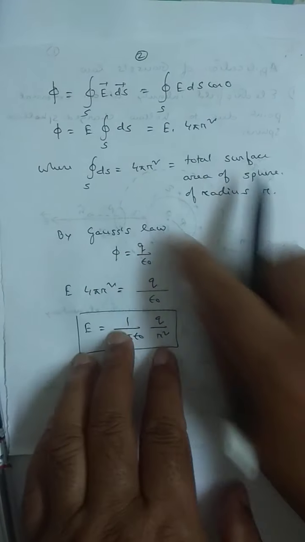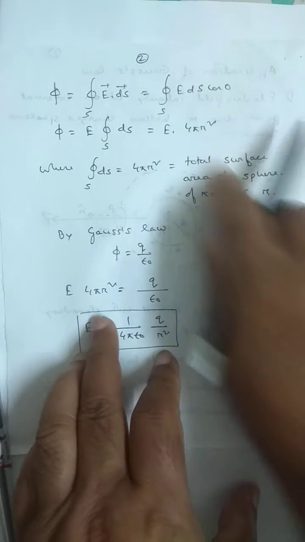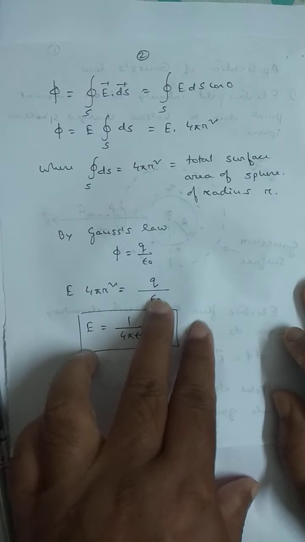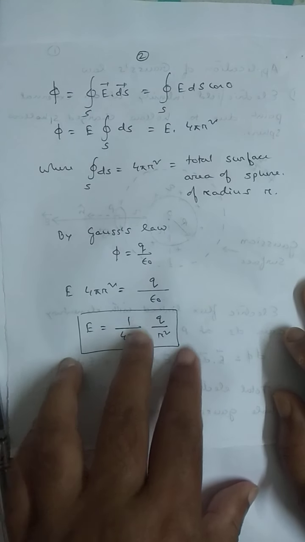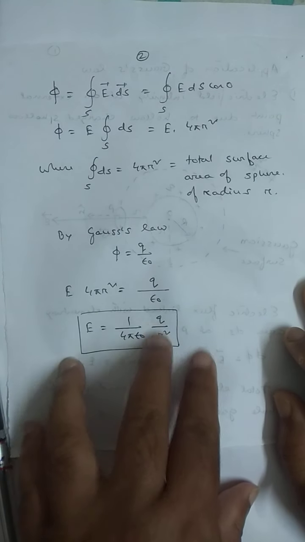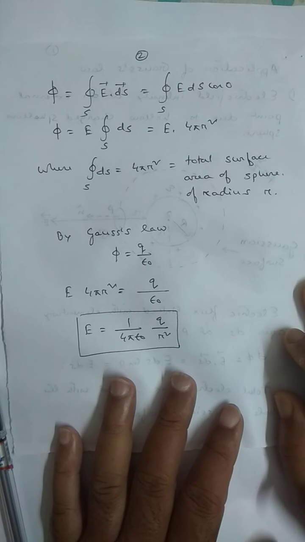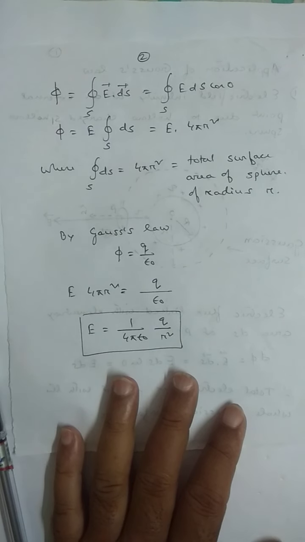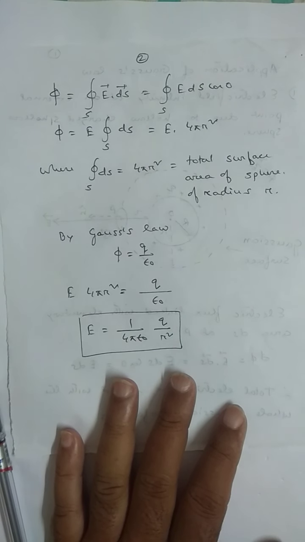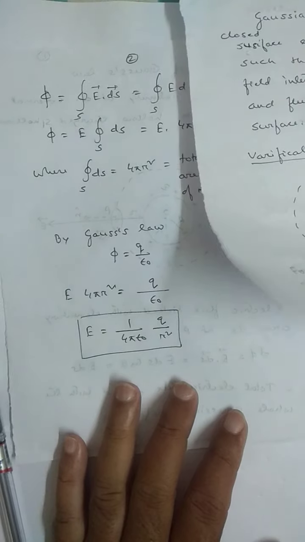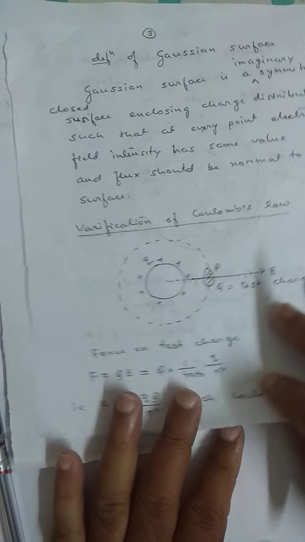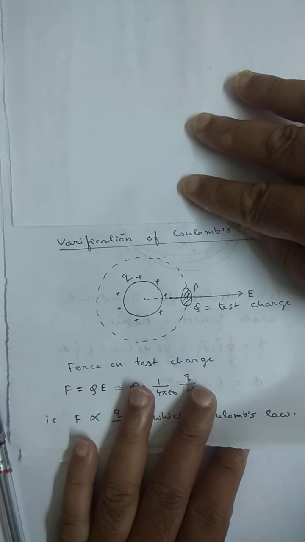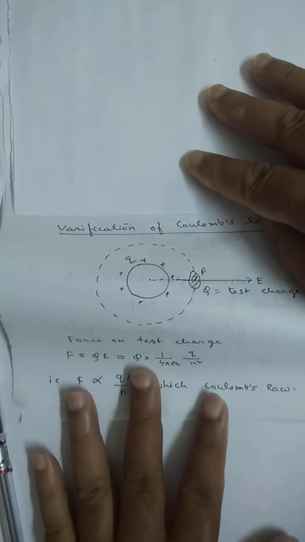What is phi? Phi is E into 4 pi r square. So E into 4 pi r square is equal to q by epsilon 0. Therefore, E is equal to 1 by 4 pi epsilon 0 q by r square. Is it clear? So this is the electric field intensity at an external point of the hollow charged spherical body.